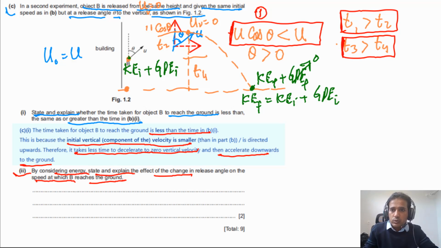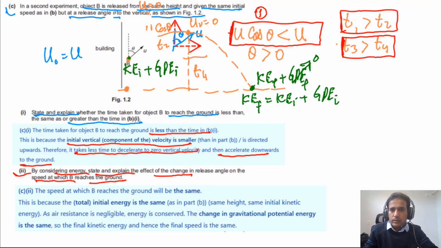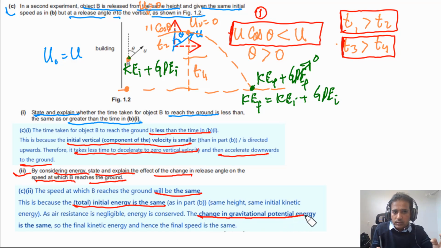Now let me show you the answer, how you can write down a nice answer. This is how you can say it. First thing you need to say, speed will be the same. This is the key point. Second thing you need to say is that the total initial energy is the same in these two cases, and the change in potential energy is also the same. So the kinetic energy also is the same. So the final speed is the same.